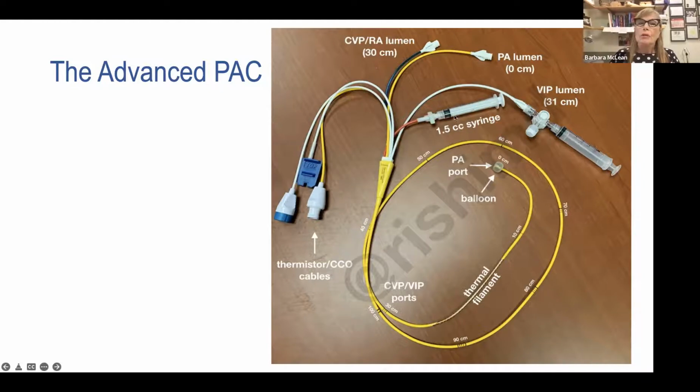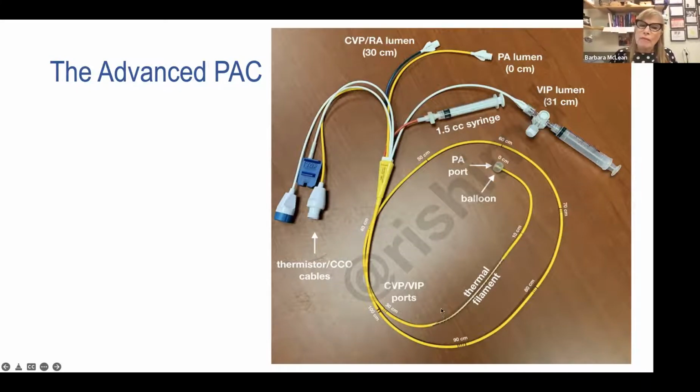And then, of course, that balloon lumen, which has the slide bar, and we actually input gas into that lumen, and that inflates. What you're seeing here is the balloon. Now, that distal port is here at the very distal tip of the PA catheter. The balloon is just below the distal tip. The RA or CVP channel ends right around here, and the VIP port ends right around here.